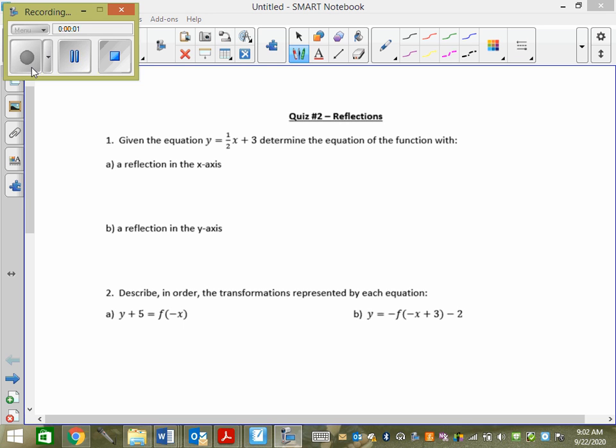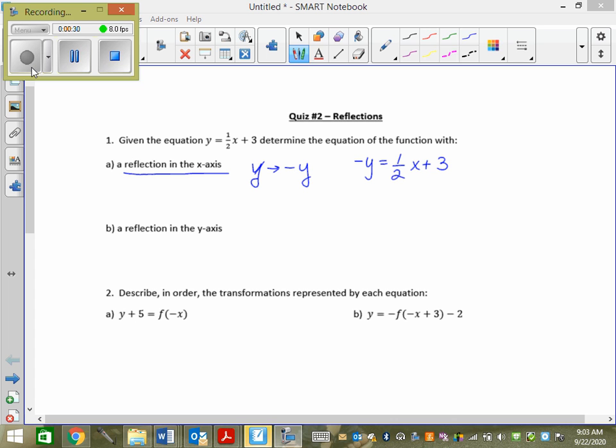So we have given the equation y equals 1 half x plus 3. Determine the equation if you have a reflection in the x-axis. So if it's a reflection in the x-axis, if you use replacement notation, y is going to become negative y, right? And I told you to use replacement so that you remember to apply the negative y to the whole equation, right? So we're going to have negative y equals 1 half x plus 3.